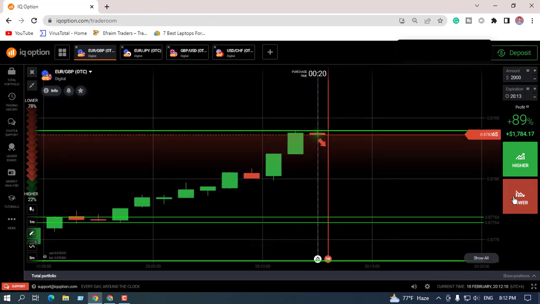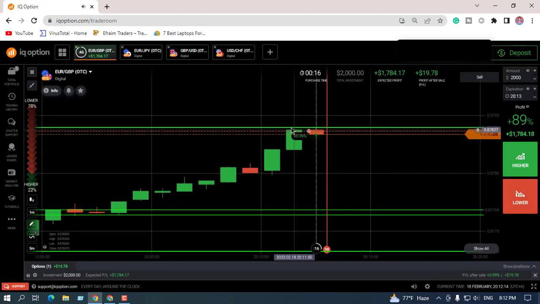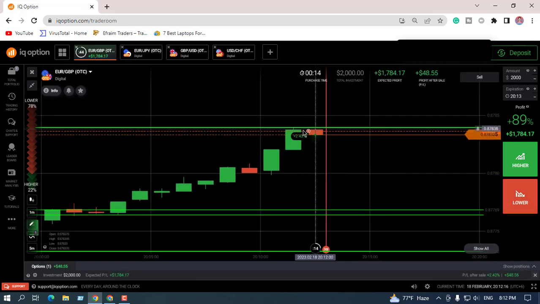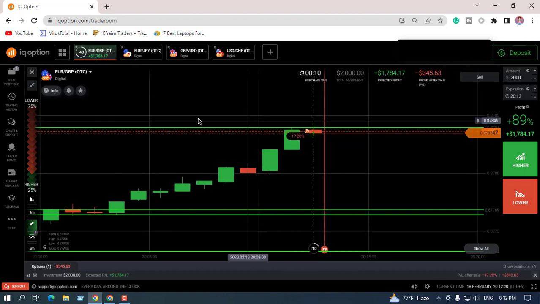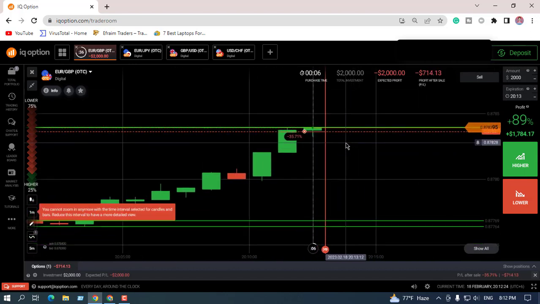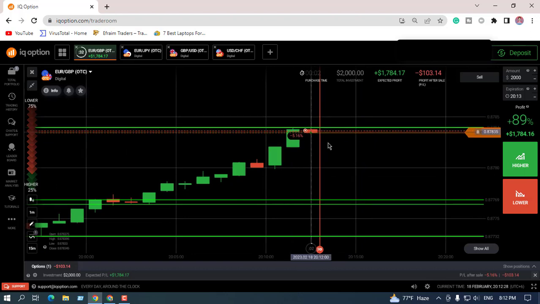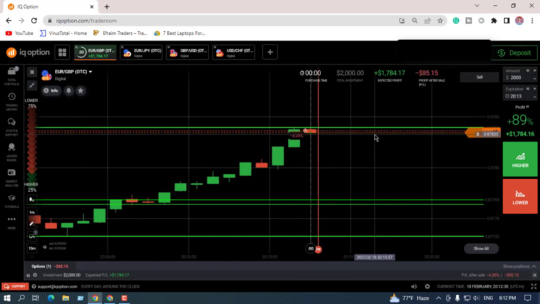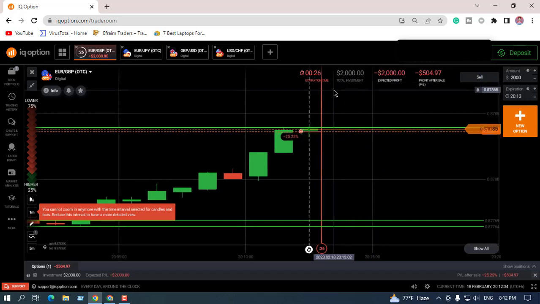Let's see. I have placed it on lower option because the market touched the resistance level. Let's see the result. Here is an OTC market. The OTC market is very risky. If you are a beginner, you cannot trade on the OTC market. Very risky market. Let's see the result.